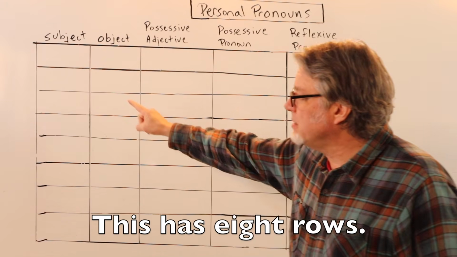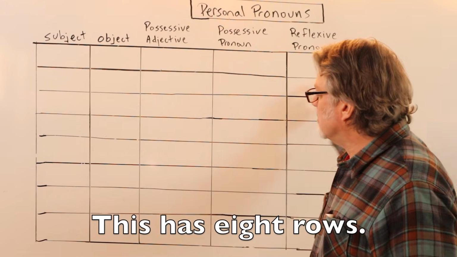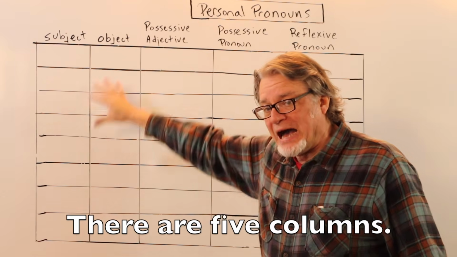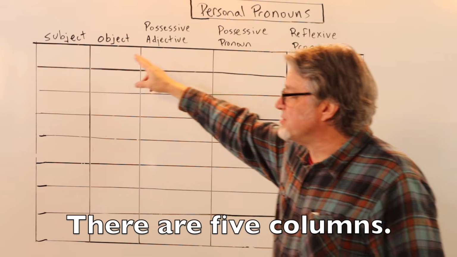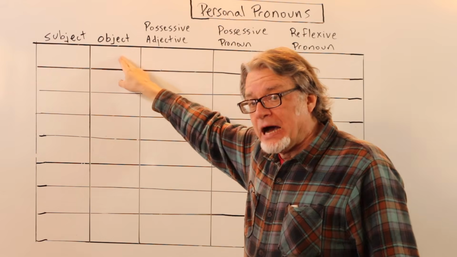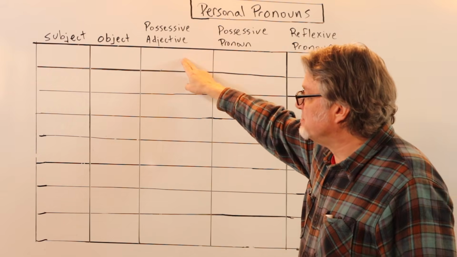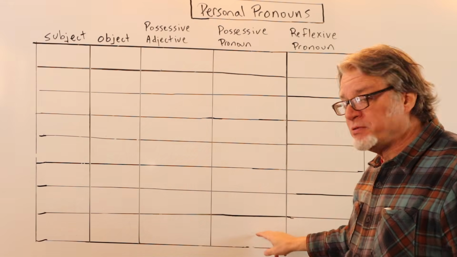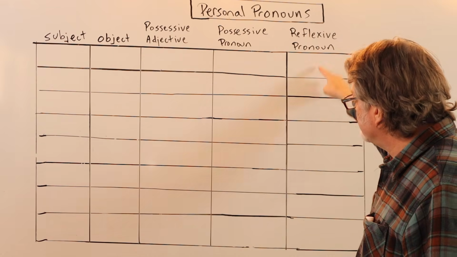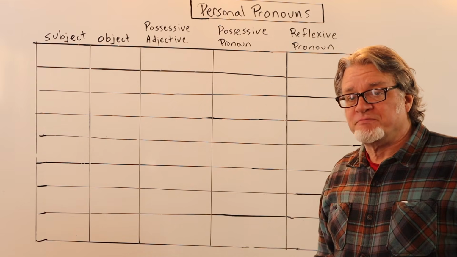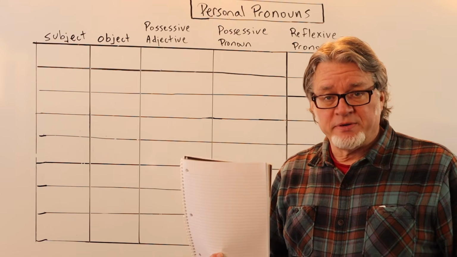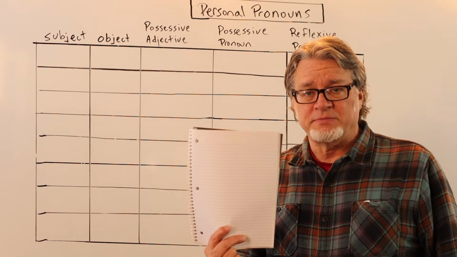This has 8 rows. Rows go this way, and there are 5 columns. Here's the subject column, here's the object column. This column is for possessive adjectives. This column is for possessive pronouns, and this column is for reflexive pronouns. It's easier to remember these things if you write them down.